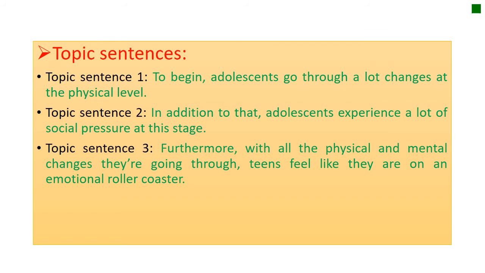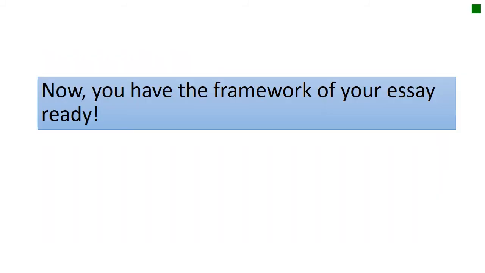Topic sentence 2 for body paragraph 2. In addition to that, I'm adding info. Adolescents experience a lot of social pressure at this stage. Topic sentence 3. Furthermore, again adding details, with all the physical and mental changes they're going through, teens feel like they are on an emotional roller coaster. You know the roller coaster, the amusement park goes up and down and up and down. This is how it is described, the stage of adolescence. Now you have the framework of your essay. All you have to do is put them together.